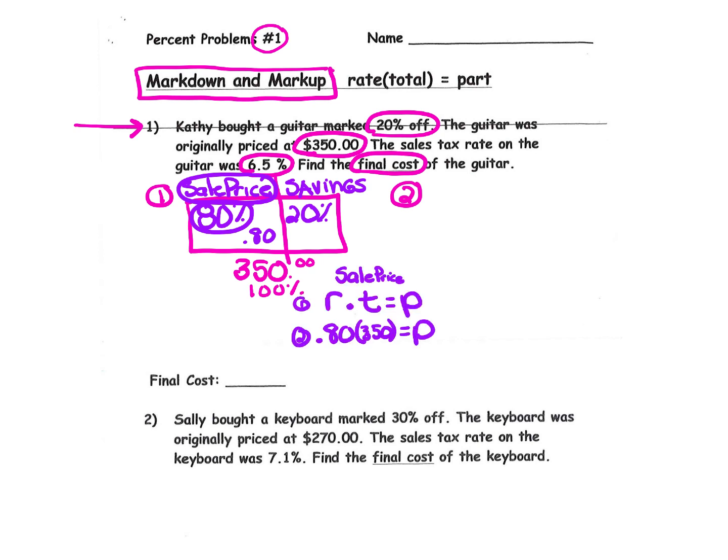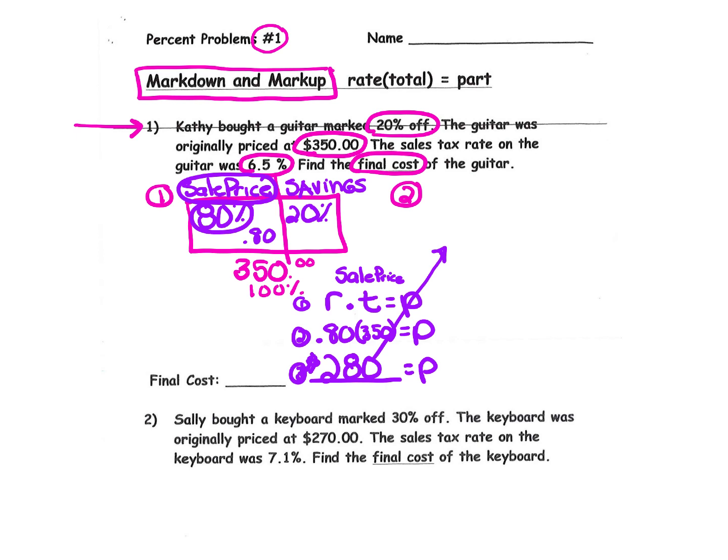Let's set up our formula and calculate the sale price. When we multiply 0.80 times $350, we get a sale price on the guitar of $280, which we must pay to the store. But before we can walk out of the store, we have to take that $280 and add tax to it.